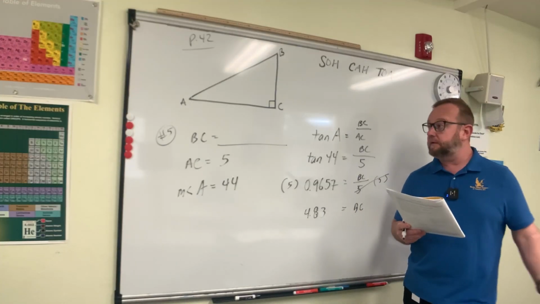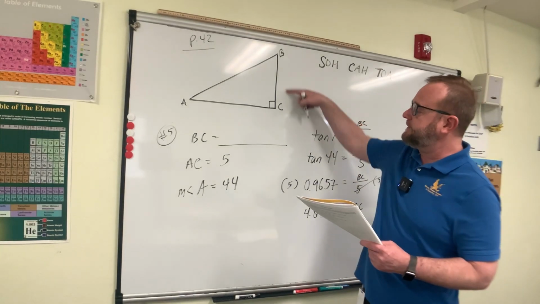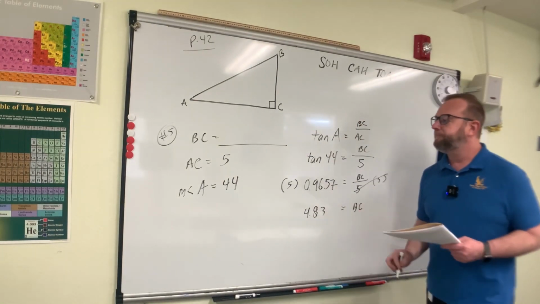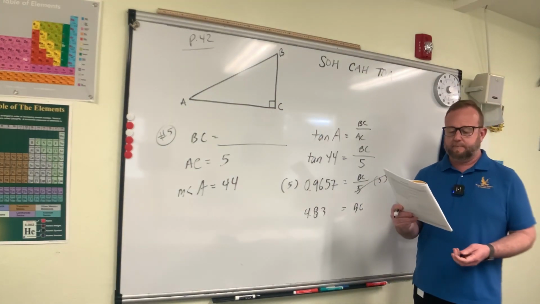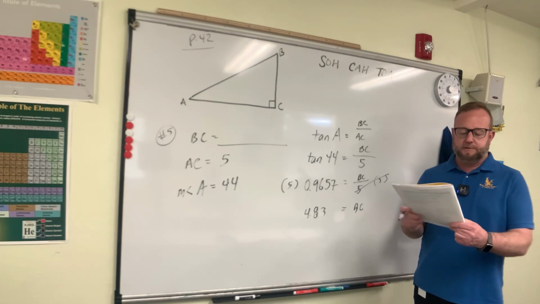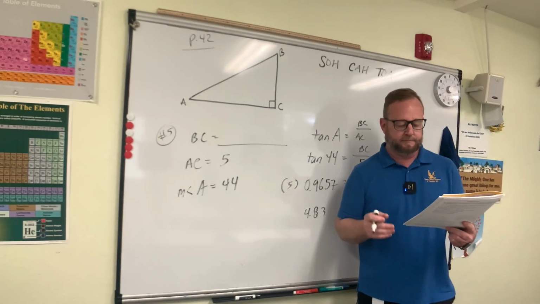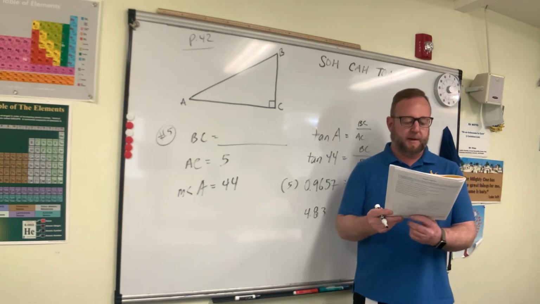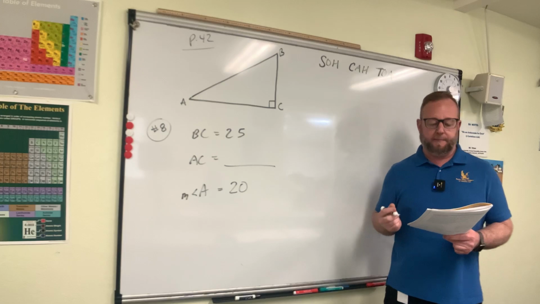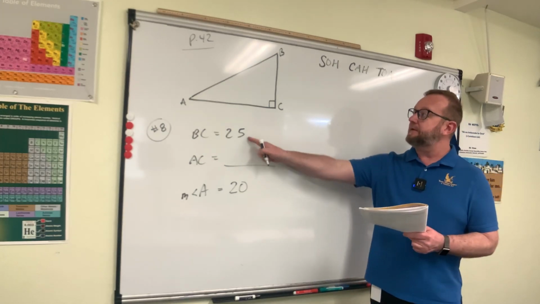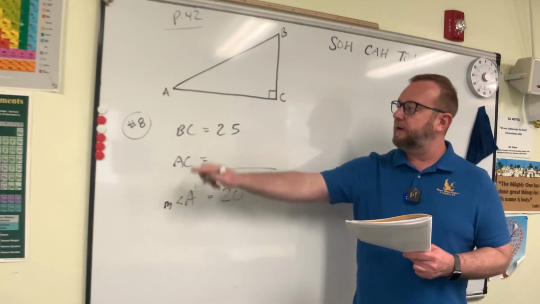So what did I just find? I find that BC, this length, is 4.83. This one was 5. That makes sense, what you're doing there? So it's a similar thing for 6, 7, 8, and 9. Maybe let's try one more. Let's do number 8. All right, this is page 42, number 8. I'm given BC is 25. AC I don't know, and I'm given the measure of angle A.